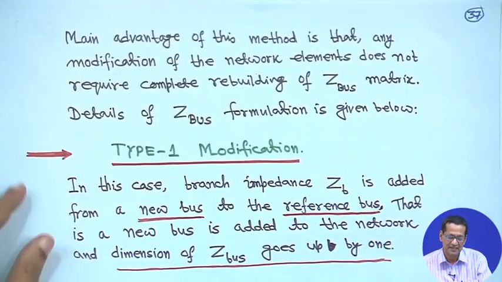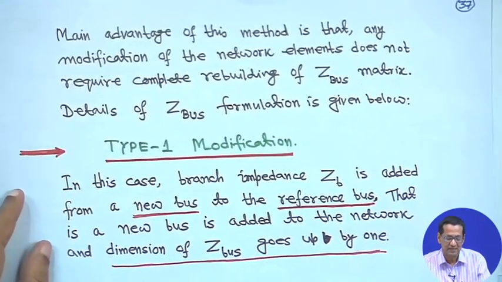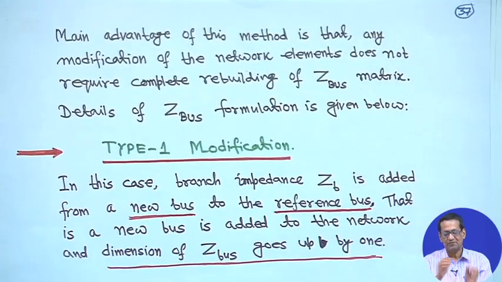The main advantage of this method is that any modification of a network element does not require complete rebuilding of the Zbus matrix, right. That means if some modification is there in the network, using this algorithm, the whole network need not be modified, only the portion where you need to. But if you go for inversion of the Y-bus matrix, then even a small modification needs the whole inverse again, which is not desirable. So, that is why you go for the Zbus building algorithm.